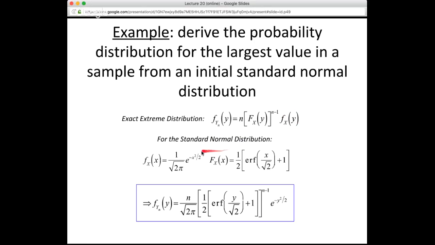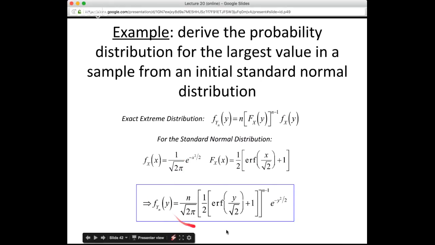And in the standard normal distribution, the PDF is just given in the usual way. This guy here, 1 over square root 2 pi times e to the minus x squared over 2. And the corresponding CDF, like I mentioned in class, is just going to be equal to 1/2 times the error function of x over square root 2, plus 1. And like I mentioned in class, when you look at the standard normal tables, this is essentially the function that's being tabulated. So basically, if I take this PDF and CDF for the standard normal and plug and chug into our derived distribution for the extreme value, I end up with a PDF for y_n looking a little bit like this.